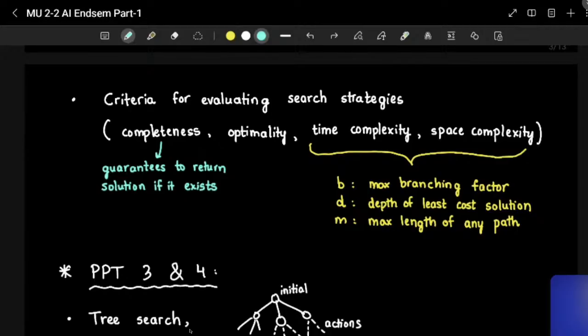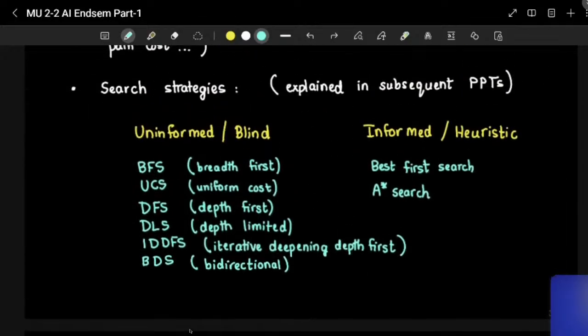How do you compare two search strategies? Throughout the next few pages, we'll be going through completeness, optimality, time complexity, and space complexity of each of these algorithms.